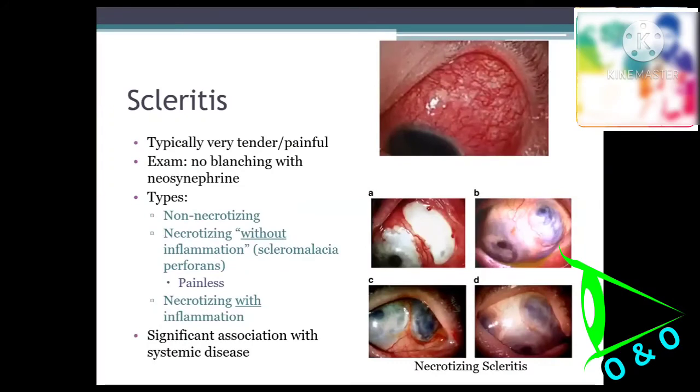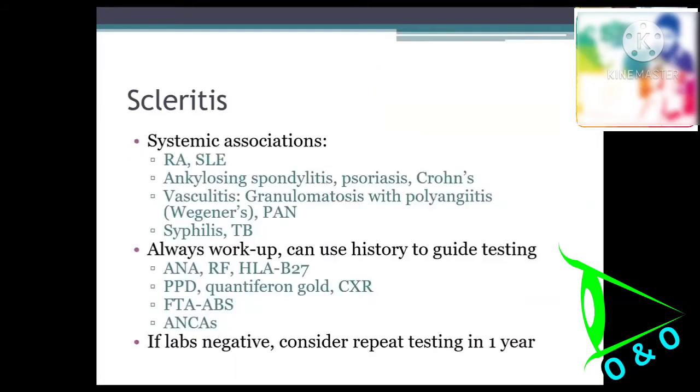Next is scleritis, which is typically very tender, very painful, very red. There's no blanching with any phenylephrine with scleritis. There are three types. There's non-necrotizing, which is probably the most common type. There is a type that's painless, that's necrotizing without inflammation, or termed scleral malacia perforans, as well as a necrotizing type with inflammation. And scleritis has a very significant association with systemic disease. So here are some of these systemic associations: rheumatoid arthritis, lupus, ankylosing spondylitis, psoriasis, Crohn's, vasculitides, and always syphilis and TB.